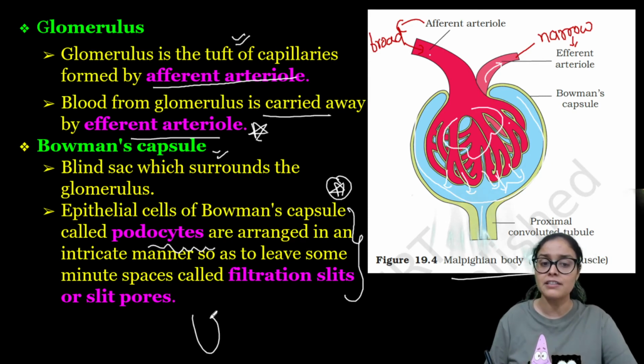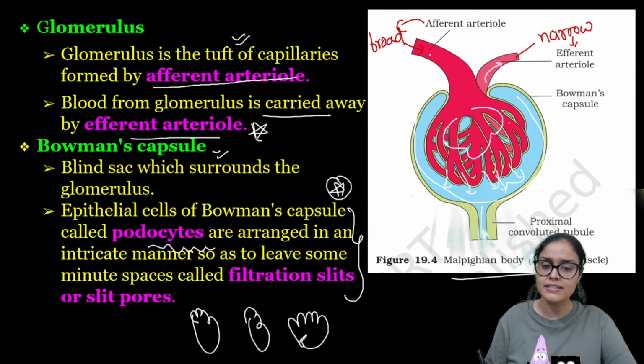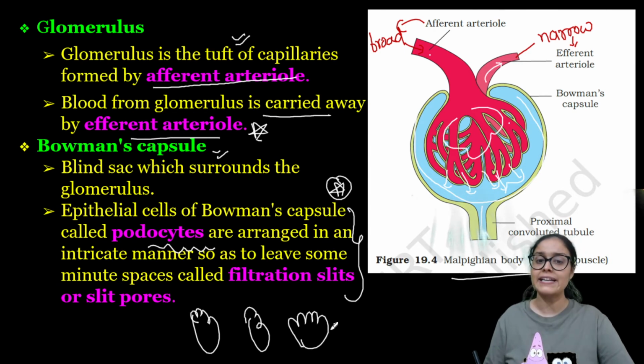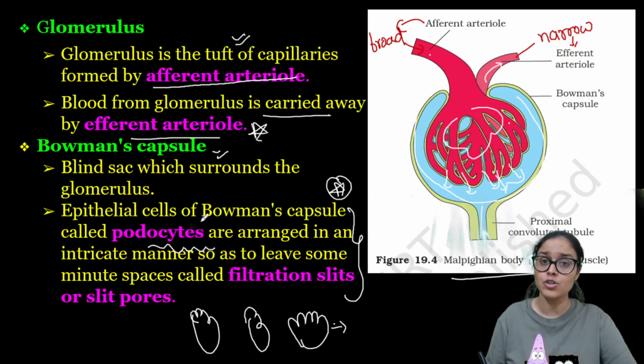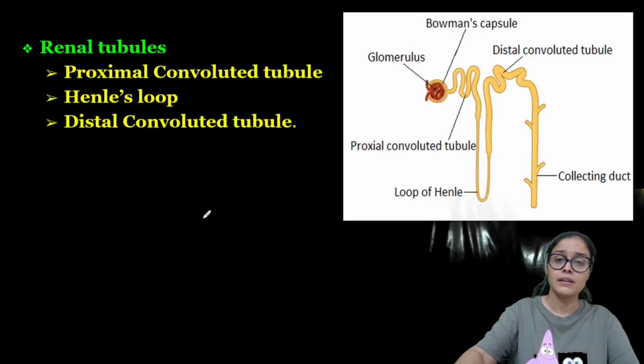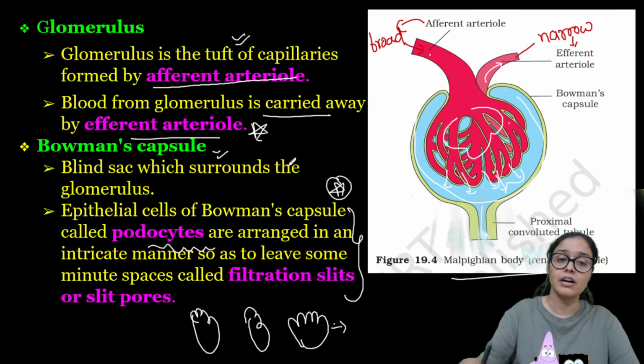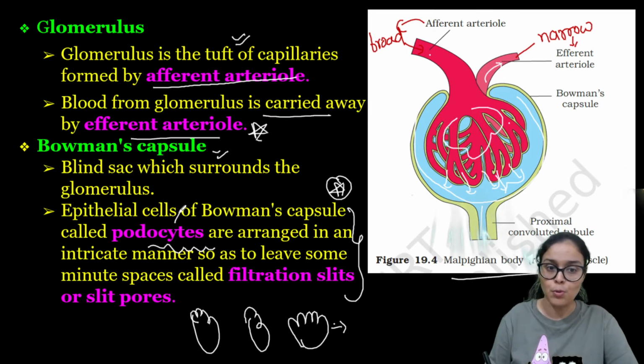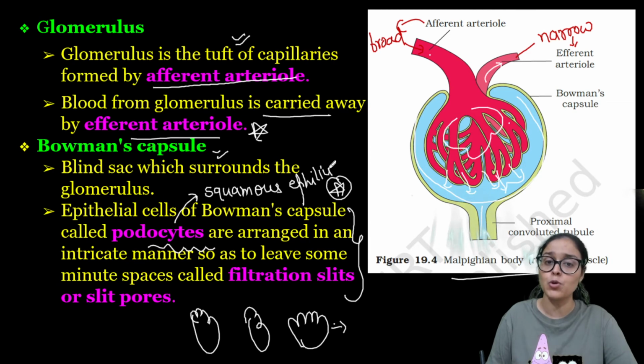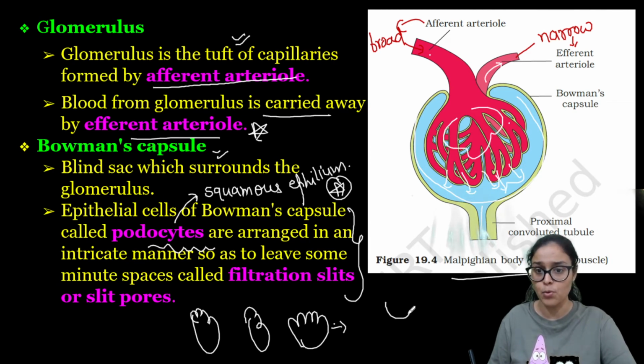Podocyte is the feet-shaped cell. Podo means feet, cyte means cell. So this podocyte cell is a modification of the squamous epithelium. And how is this podocyte arranged in the Bowman's capsule?